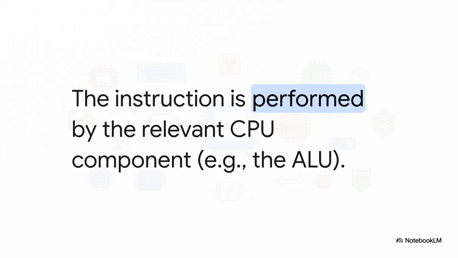And finally, we have execute. This is where the magic happens. The instruction is now carried out by whichever part of the CPU is needed. So if it was a math problem, the ALU would jump in and do the calculation. This is the part of the cycle where the actual work gets done. And as soon as it's over, the whole thing starts right back at fetch for the next instruction, all in a tiny fraction of a second.